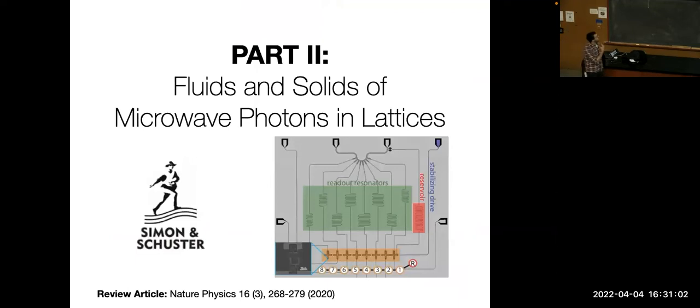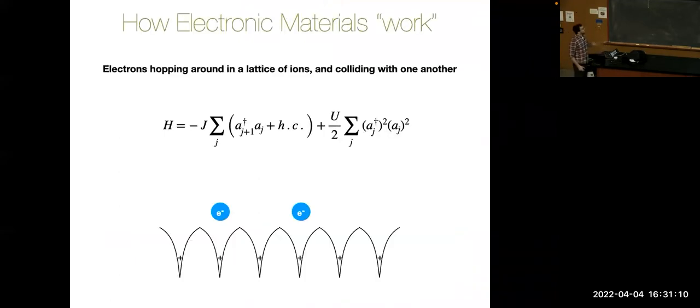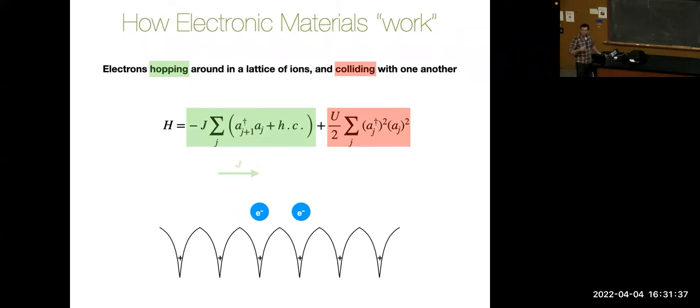Onwards. So the first story I'm going to tell you is about making fluids and solids out of microwave photons in lattices. Okay? So let's take a step back and talk about a paradigmatic model of a material. In this model, you have electrons that hop around in some ionic lattice and collide with each other when they get close together. The first term allows your particles to hop between adjacent sites. And the second term says, what is a collision? Well, if two particles are on the same site, I pay some interaction energy U. Okay? And it turns out that that's enough to get a lot of the properties of materials that are worth exploring. One could even say this is enough to build up massive entanglement between your particles.